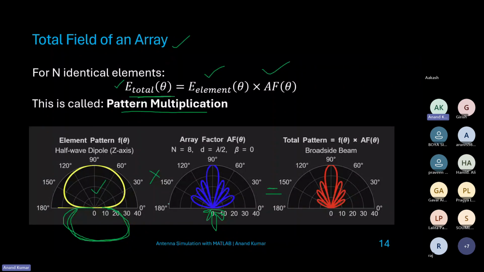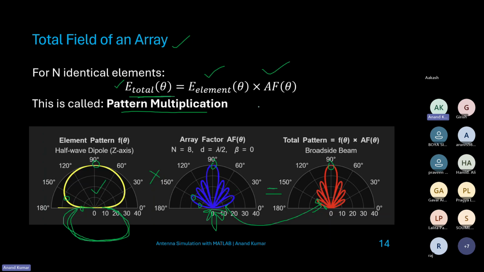Since this is close to zero over here, and this had some value, when these multiply, this became smaller. Similarly, this value into this value became a smaller value, but it had maximum value over here and maximum value over here, so it stayed maximum. So these two are not exactly the same. They look similar but not exactly the same.